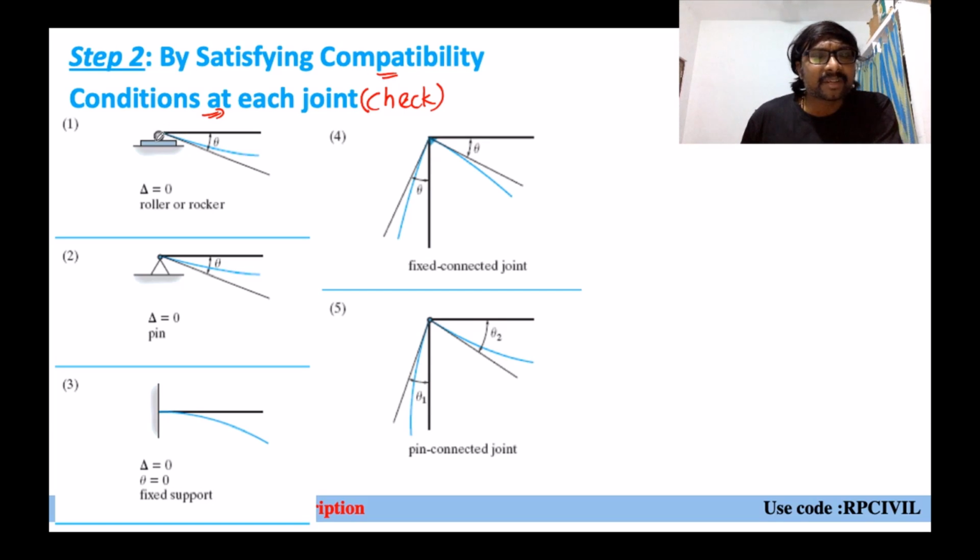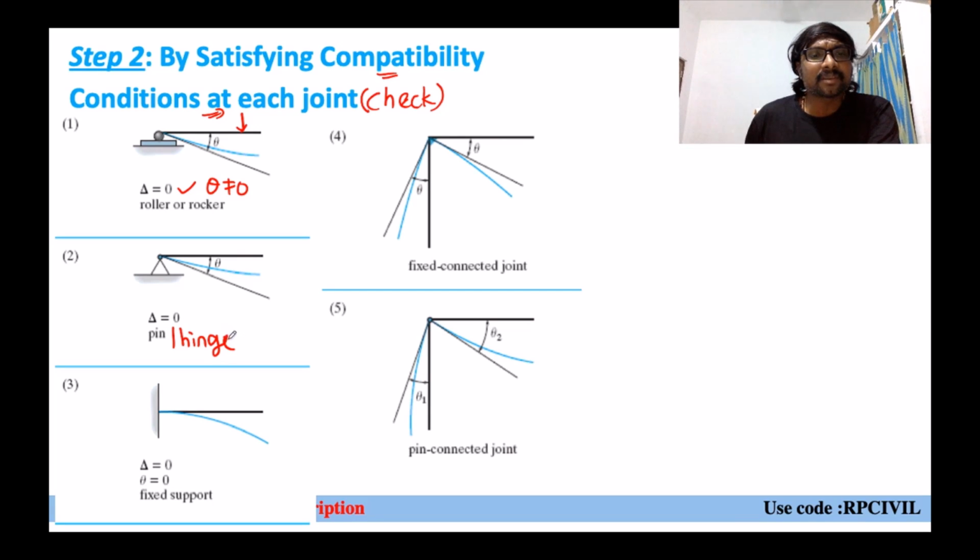How can you check? Consider this support, roller or rocker, whatever it is. If you observe, under this vertical loading there is no vertical deformation at this place, but there is a rotation, theta. There is a rotation, but deflection will be 0. But rotation is non-zero. Like this we can check whether our visual inspection diagram is correct or not. Second one, hinge support or pin support.